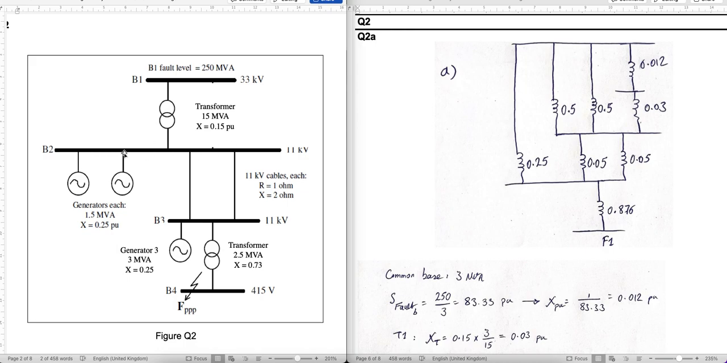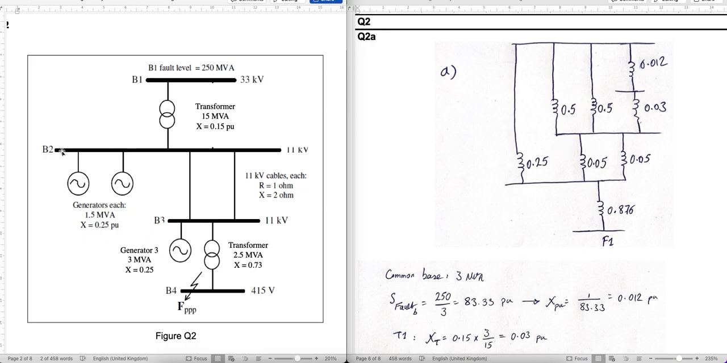B2 has 2 generators. Again, it doesn't matter if they are upside down or the other way. From one end, these generators should be connected to this B2, and from the other, they are connected to the neutral node. So you see these 2 generators here. This 0.5 per unit, 0.5 per unit. These are the generators. We will see how we got these numbers. So we just focus on the diagram now.